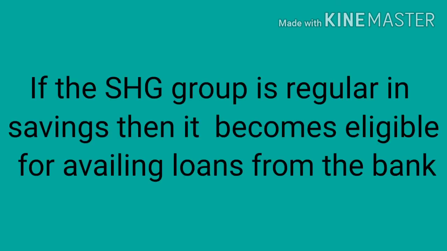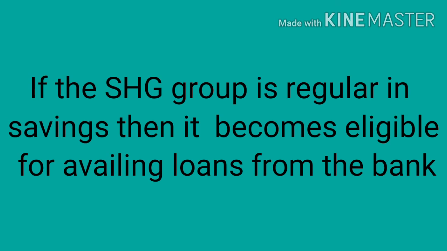Another important feature of the SHG is that if the group is regular in savings, then it becomes eligible for availing loan from the bank. That means a loan is sanctioned in the name of the group, and it is meant to create self-employment opportunities for the members.